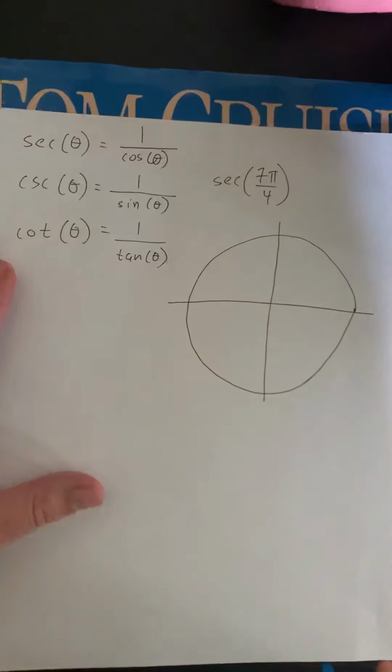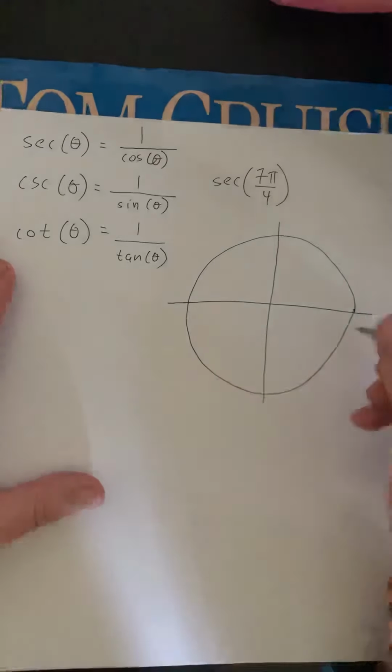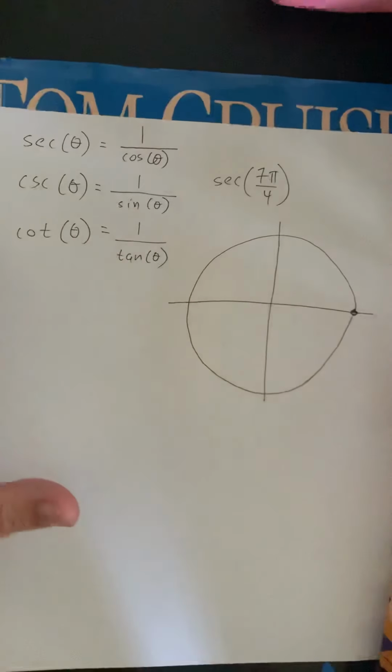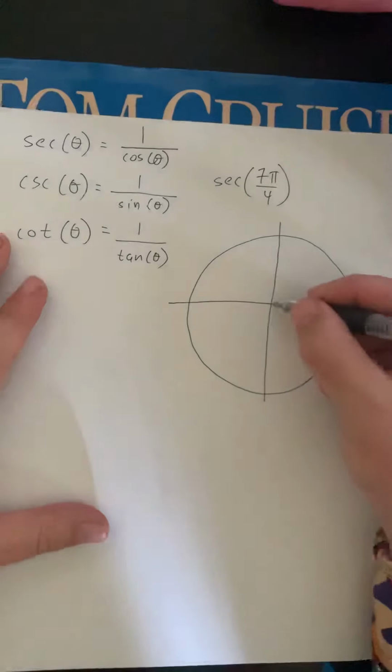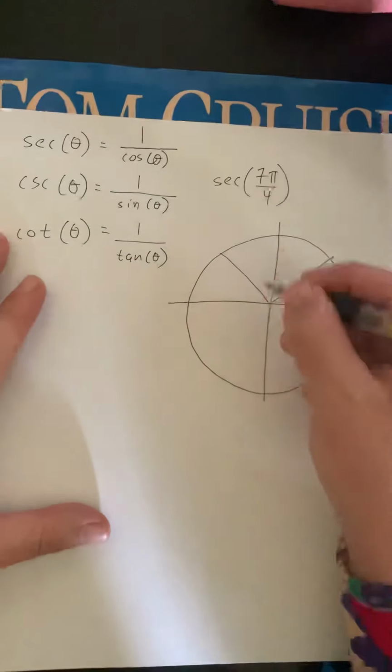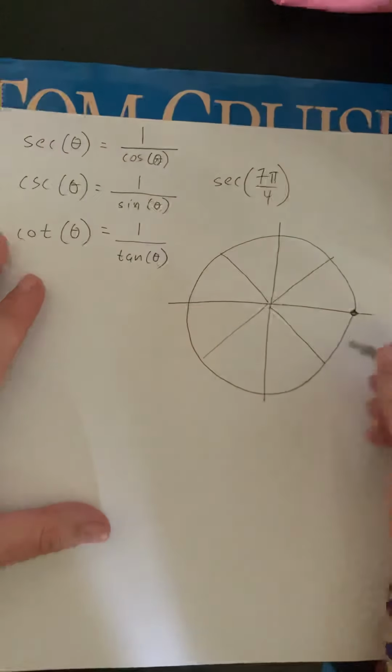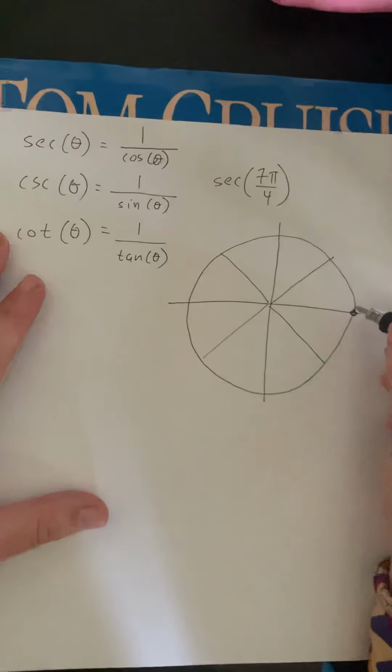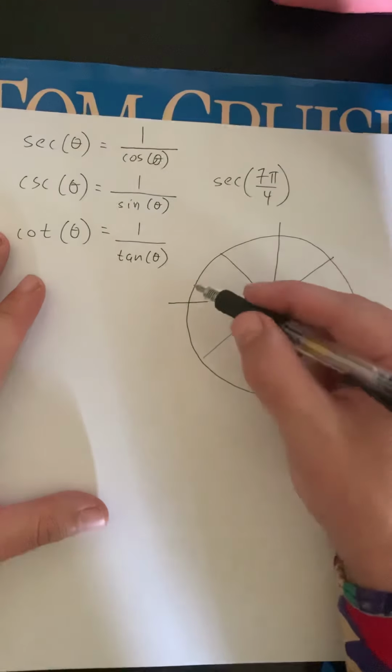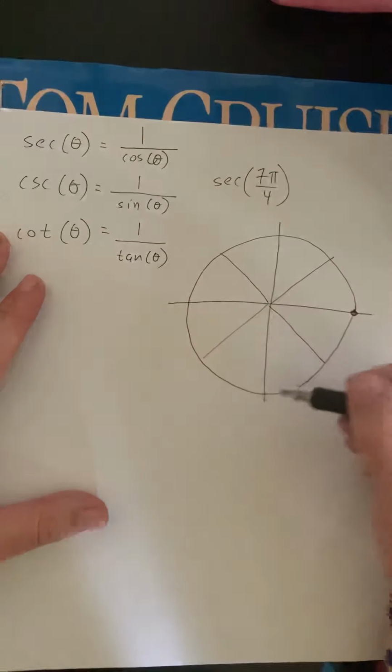Step 1, we need to label our angle. We need to rotate. Start here and rotate 7 pi over 4. Now to me, I see this as an 8-piece pizza. So we're just going to go to the 7th piece. 1, 2, 3, 4, 5, 6, 7.